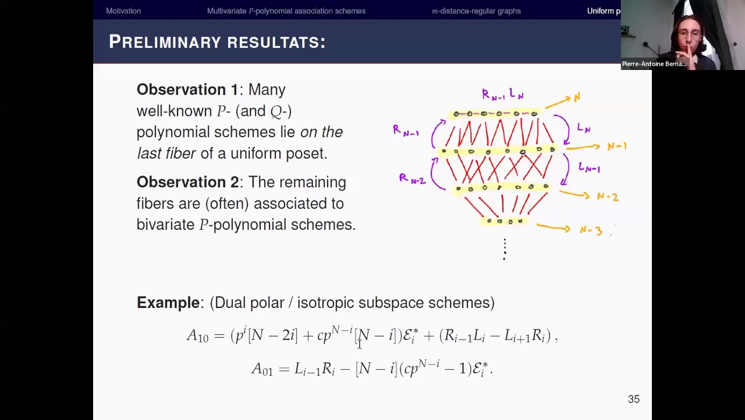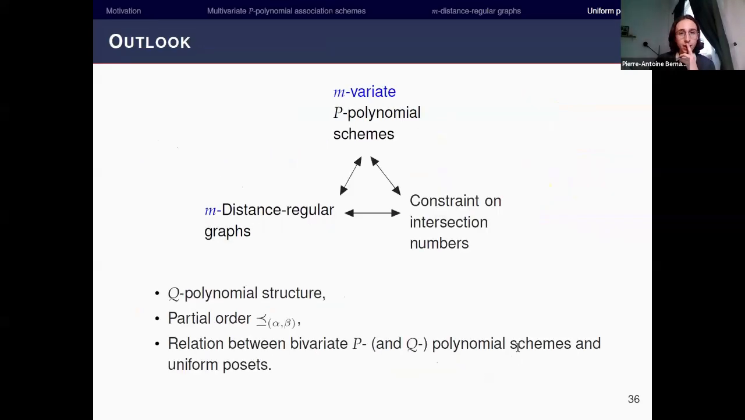But it already works very well for the isotropic subspace scheme, as you can see below. And this gives you an algebraic embedding that you can use to investigate the Terwilliger algebra of these bivariate P-polynomial schemes. So I'm pretty much done.